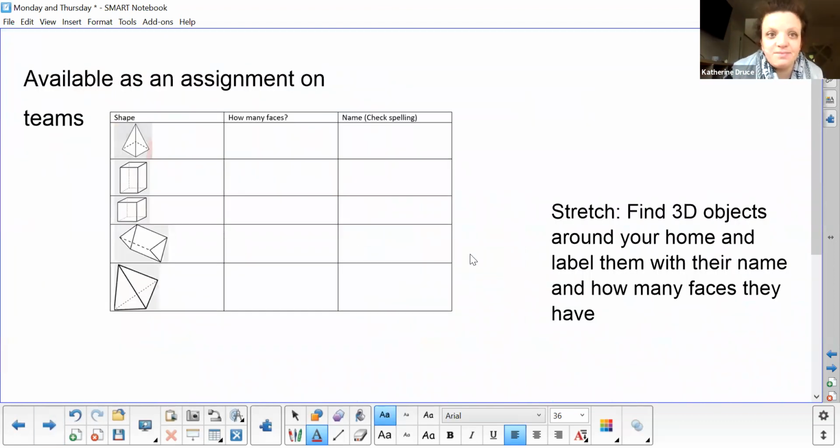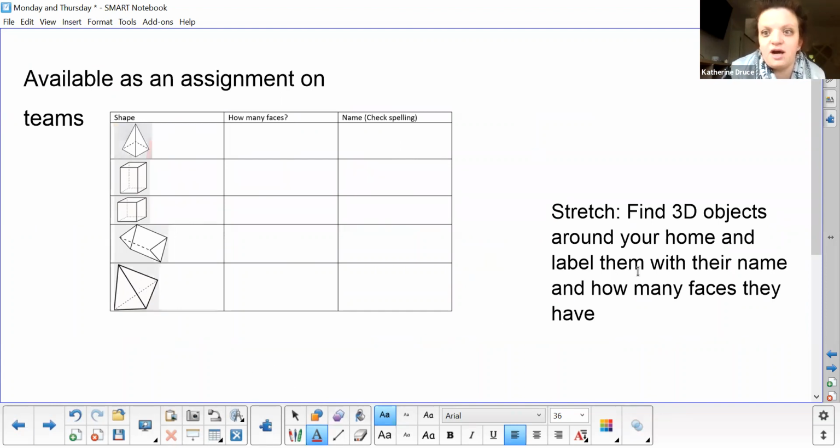Okay, so on Teams now, you have got some pictures of some shapes. Some are trickier than others, and you're going to have a little look and see if you can work out how many faces they each have and then write their name in here, but check the spelling. And see, there's some prisms and there's some pyramids, but check their bases to work out which kind of pyramid they are, and check their ends to work out what kind of prism they are.